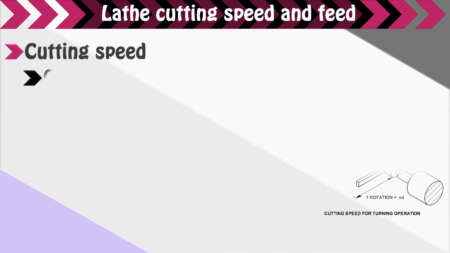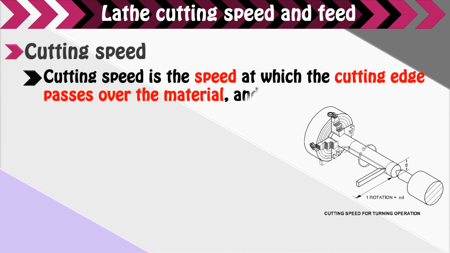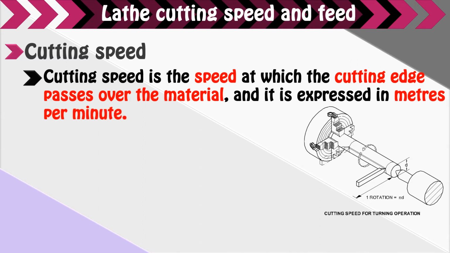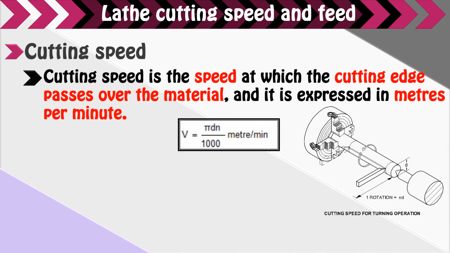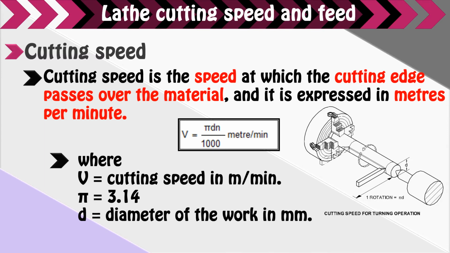Let's see about cutting speed. Cutting speed is the speed at which the cutting edge passes over the material, and it is expressed in meters per minute. V is equal to pi DN by 1000 meter per minute, where V is equal to cutting speed in meter per minute. Pi is equal to 3.14. D is equal to diameter of the work in mm. N is equal to rpm.